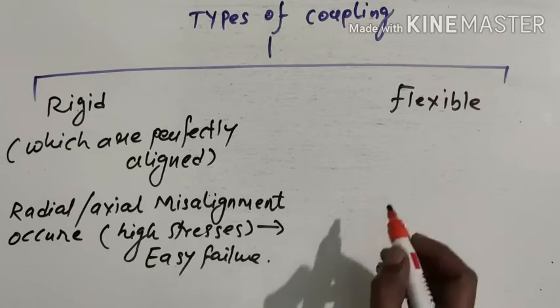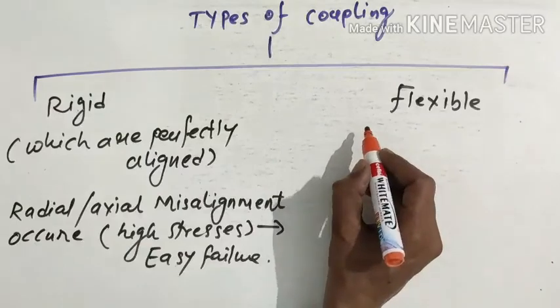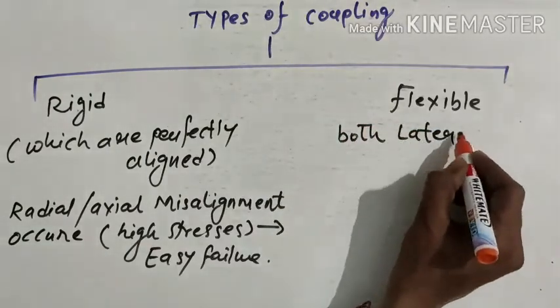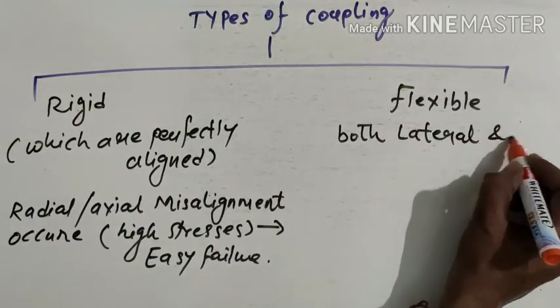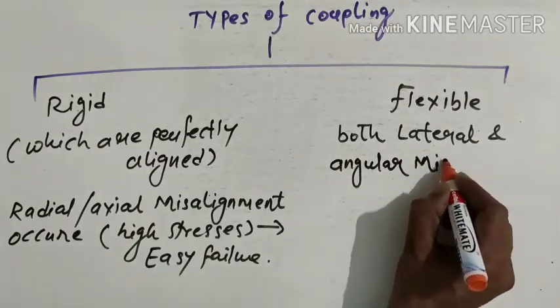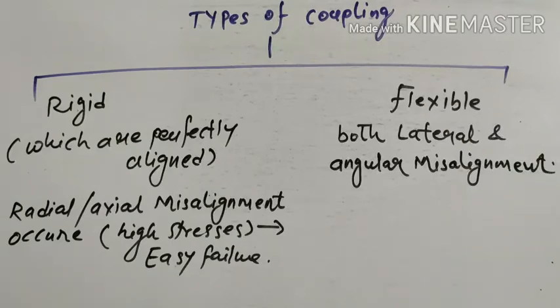Now we can talk about the flexible coupling. It is used for two shafts which have both lateral and angular misalignment. Now we can move further to the types of these two particular couplings.